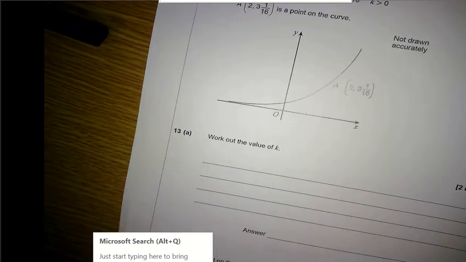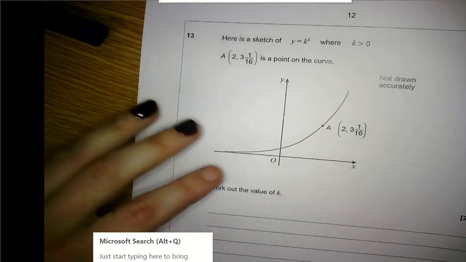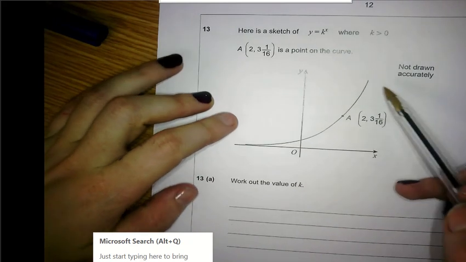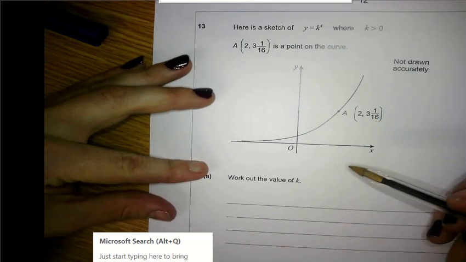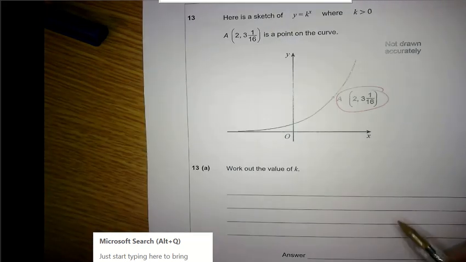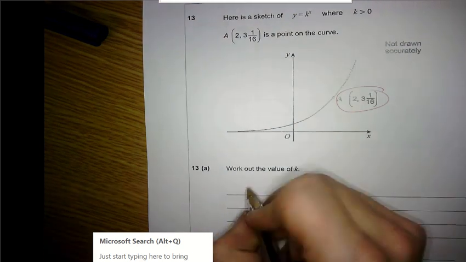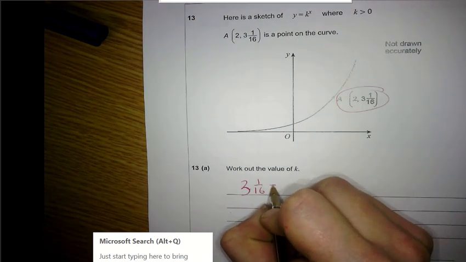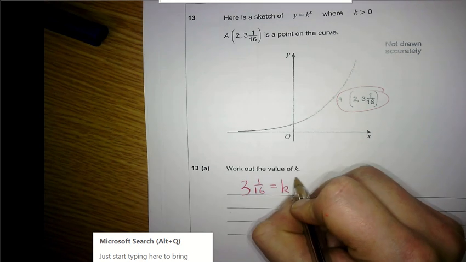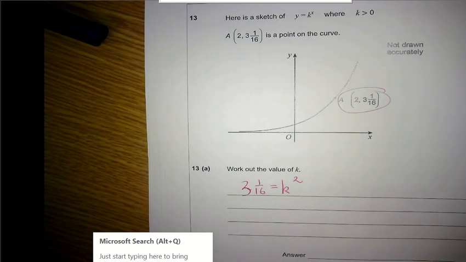Question 13. Here's a sketch of y equals k to the power of x. 2, 3 and a 16th is a point on the curve. Work out the value of k. I'm going to substitute this point into my equation. So 3 and 1/16 is y, equal to k to the power of 2, because x is 2.